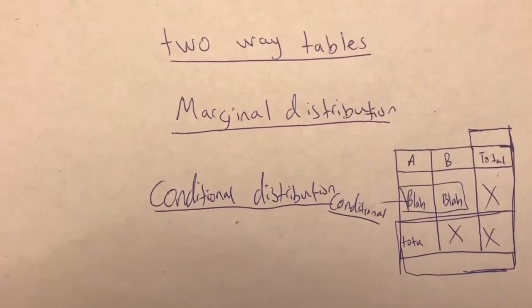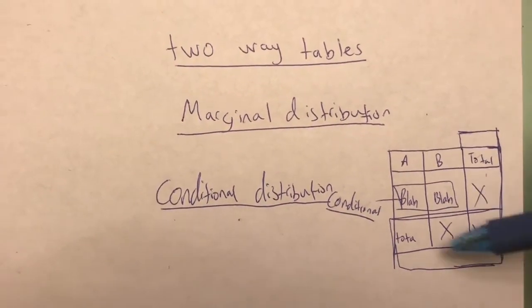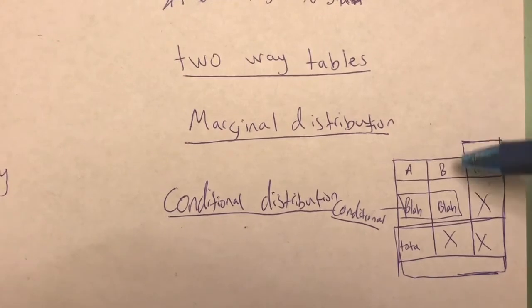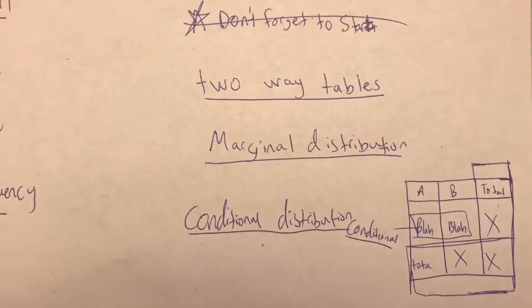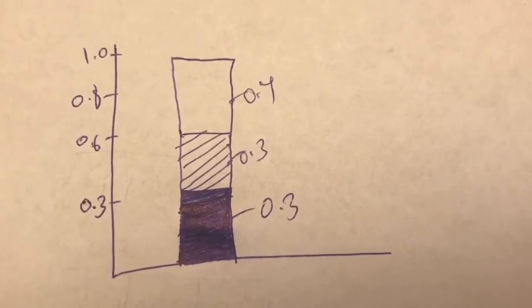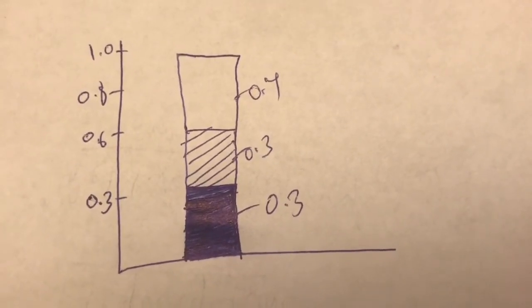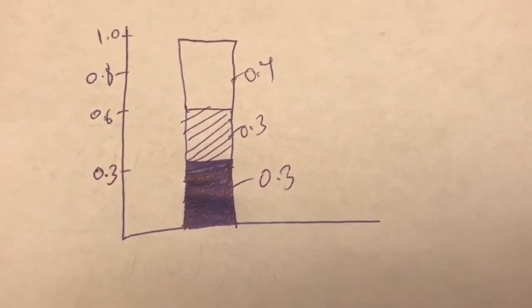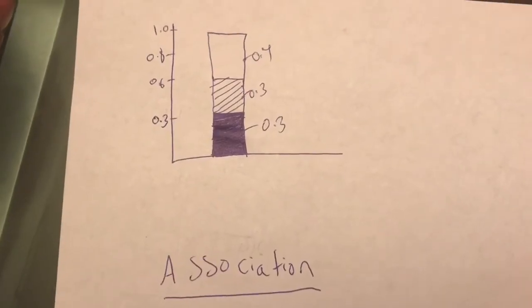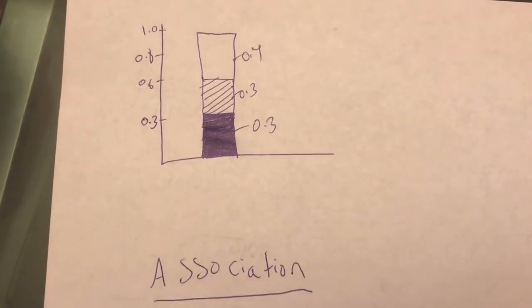Marginal distributions are the data on the margins of a two-way table, which are the totals. A conditional distribution is used to examine a relationship between categorical variables. A segmented bar graph is a distribution of each value of one variable stacked on top of each other to form 100%. Association means that one variable helps predict the other variable.